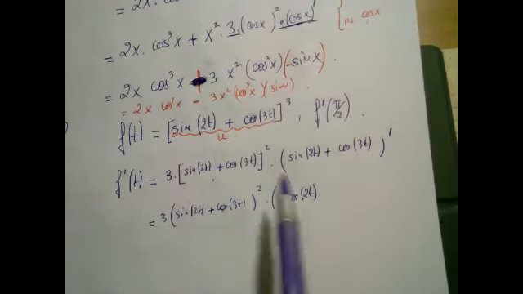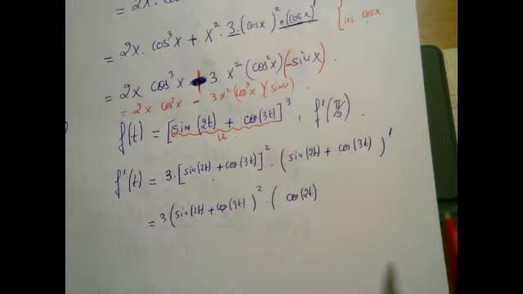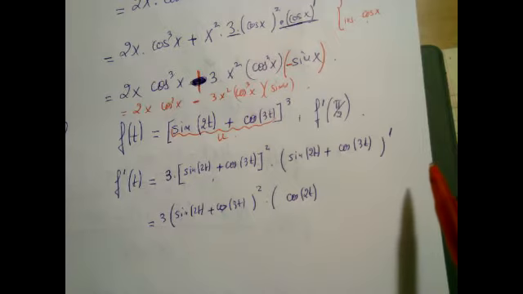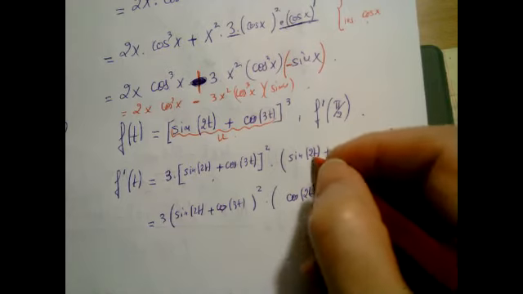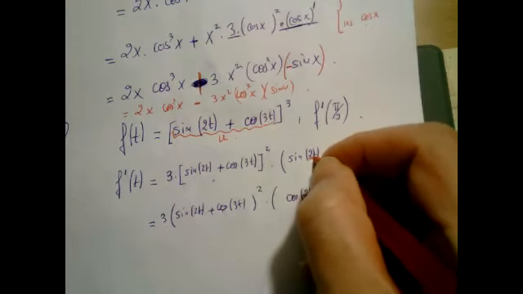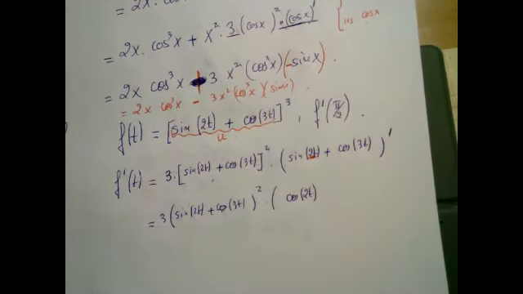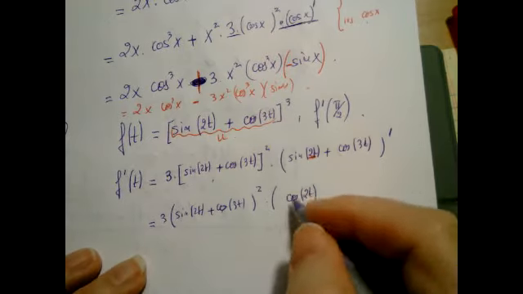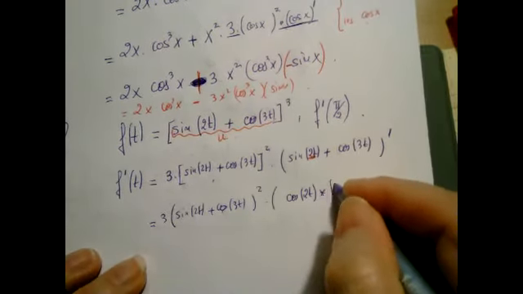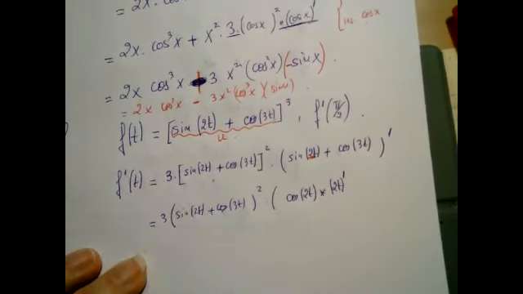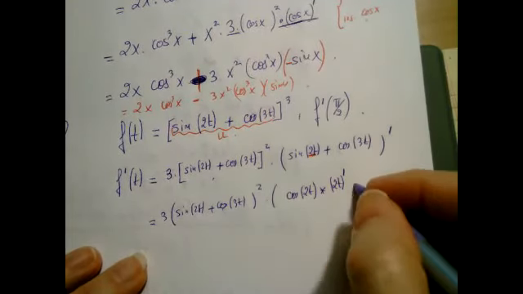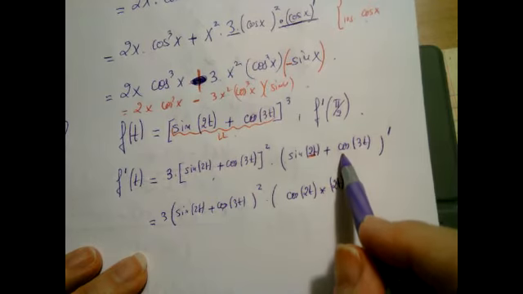Is this correct? Is cosine 2t correct? Is the derivative of sine 2t cosine 2t? Yes or no? No. Because you gotta multiply by the inside and then the derivative of sine. I have to multiply by the derivative of 2t. So I will write it as a chain rule. So it's cosine 2t times the derivative of 2t, which is 2, of course, plus cosine.